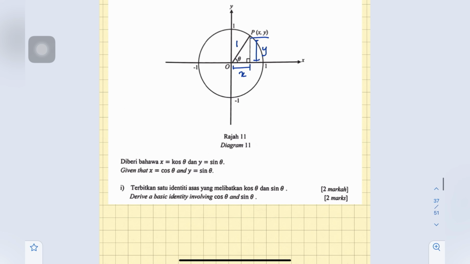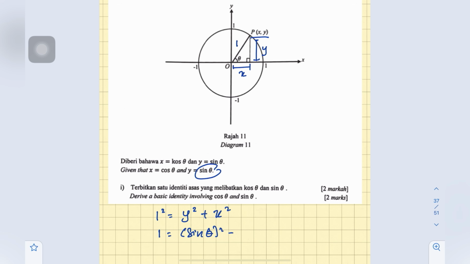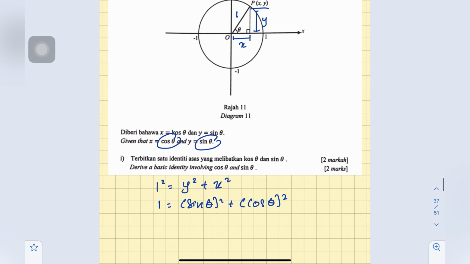Okay, so then by using Pythagoras theorem for that right angle triangle, 1 squared equals y squared plus x squared. Okay, so 1 squared is 1, y is sin theta, so this one is sin squared theta. Okay, x is cos theta, so this one is cos squared theta. So we can simplify, becomes sin squared theta plus cos squared theta equals 1. Okay, so this is the basic identity involving cos theta and sin theta. The first basic identity.